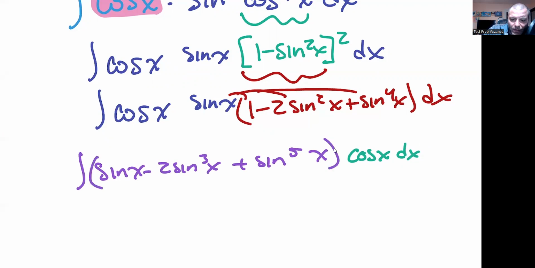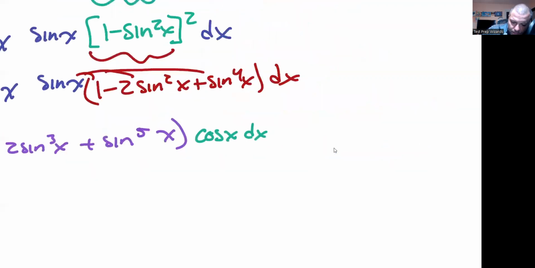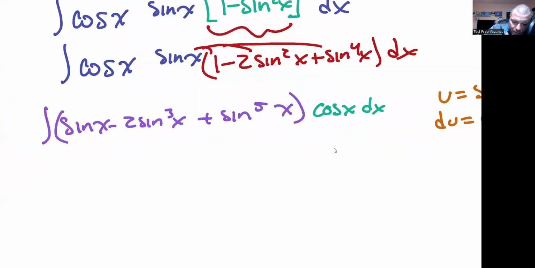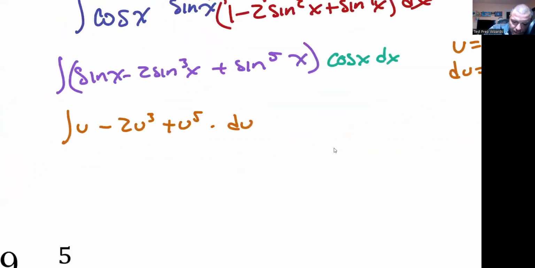So if we say now, let u equal sine, du is cosine, and we get the integral of u minus 2u cubed plus u to the fifth times du. And this is a nice, easy integral, right?